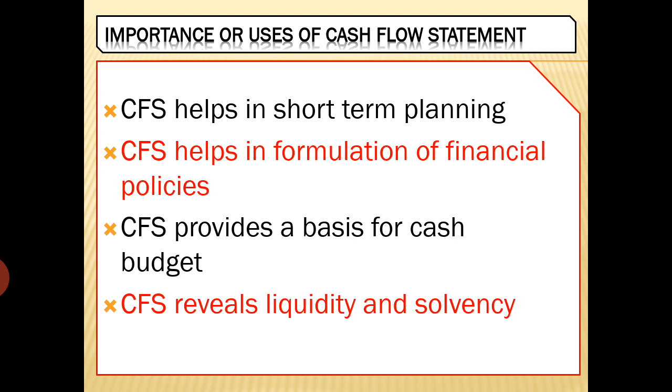Okay, cash budget is prepared showing the receipts and payments of cash. At the same time, cash flow statement also shows the receipt of cash and payments of cash under three different headings. So, cash flow statement is a basis for preparing cash budget. Then next one is cash flow statement reveals liquidity and solvency position.